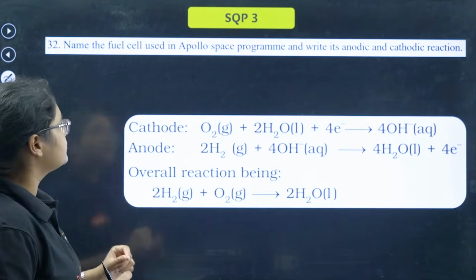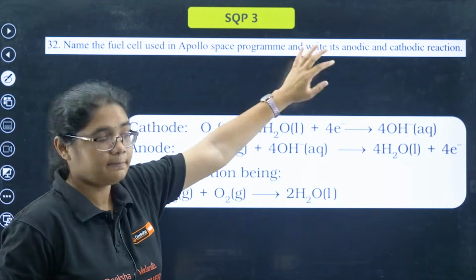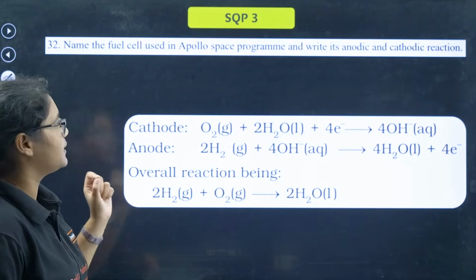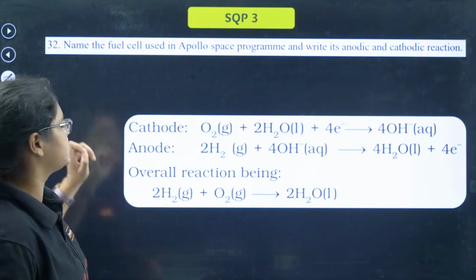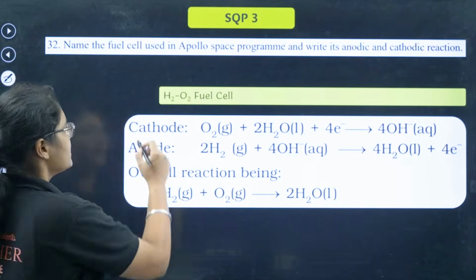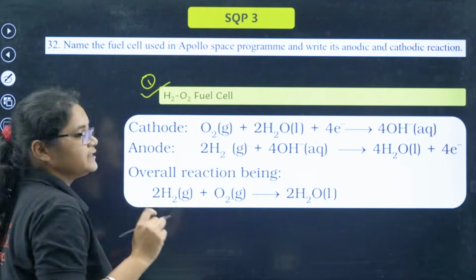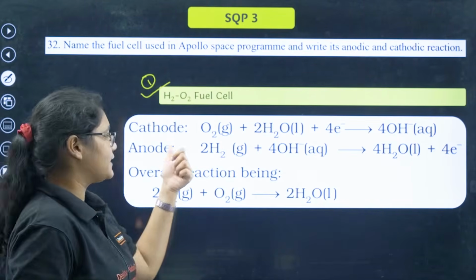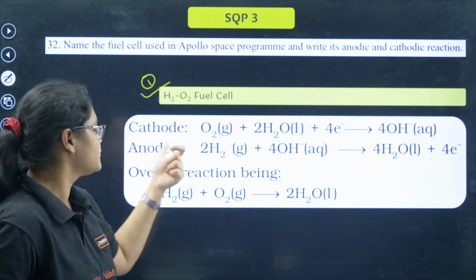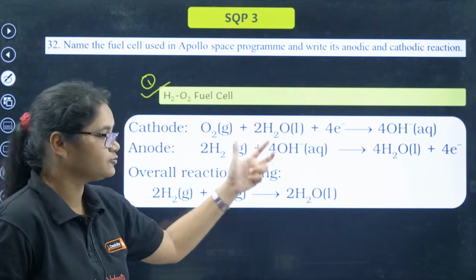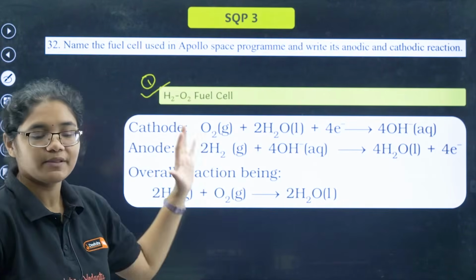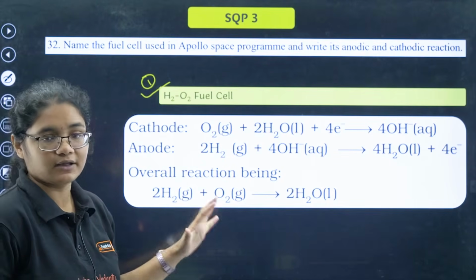Next we have name the fuel cell. So this is from sample question paper 3. Name the fuel cell that is used in Apollo space program and write its anodic and cathodic reaction. Name is hydrogen oxygen fuel cell, that carries 1 mark. At cathode what happens? Oxygen gets reduced, and at anode hydrogen gets oxidized. So 2 reactions and the final reaction. This will give you a 3-marker answer.